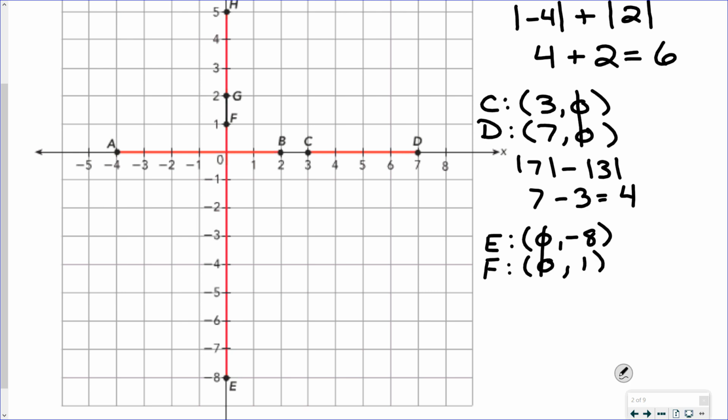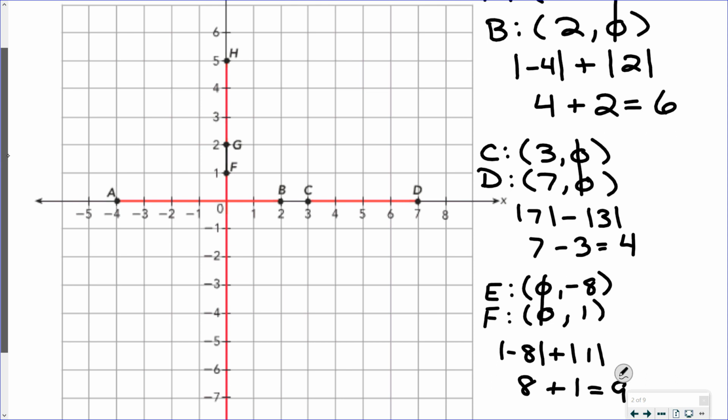Our y coordinates, we take the absolute value. So we take the absolute value of -8. We take the absolute value of 1. And just like our previous example, when the signs are different, so we have a negative and a positive, we're actually going to add our absolute values. So the absolute value of -8 is 8. Absolute value of 1 is 1. 8 plus 1 is 9.